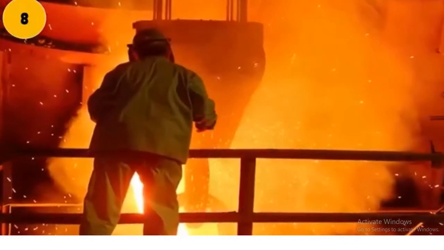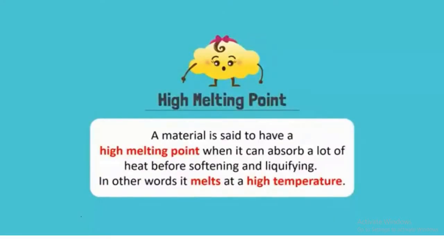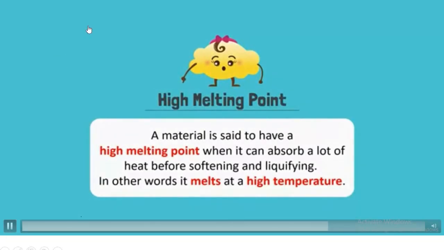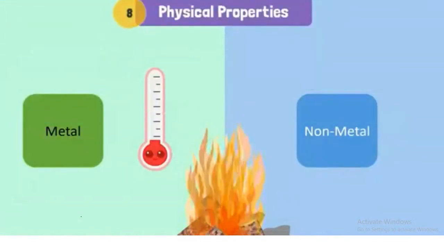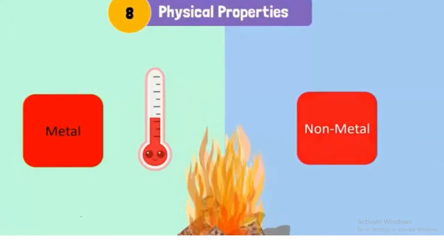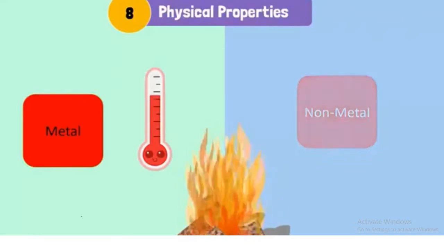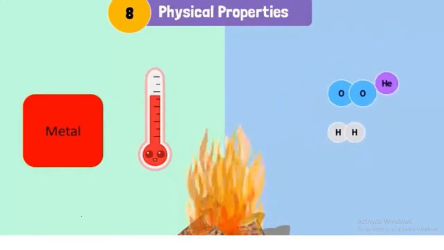points. A material is said to have a high melting point when it can absorb a lot of heat before softening and liquefying. In other words, it melts at a high temperature. Non-metals have low melting points, which is why most of them are gases at room temperature.